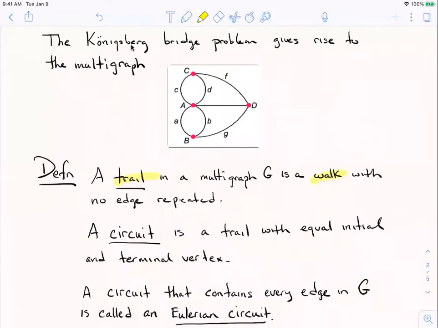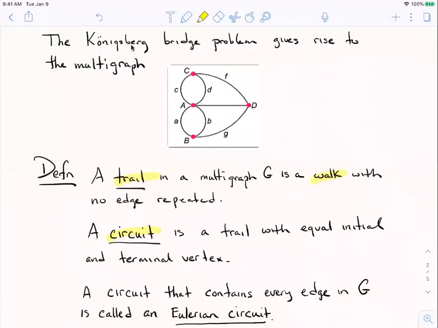All right, so you can repeat vertices, and you can't repeat edges. Circuits are trails that end where they begin, so closed trails are called circuits. They're different from cycles. In cycles, you can't repeat edges or vertices. But in a circuit, you can return to a vertex as often as you like, but you can't ever repeat an edge.